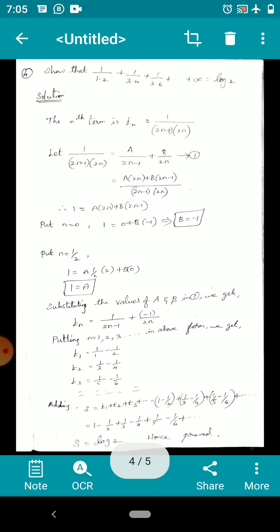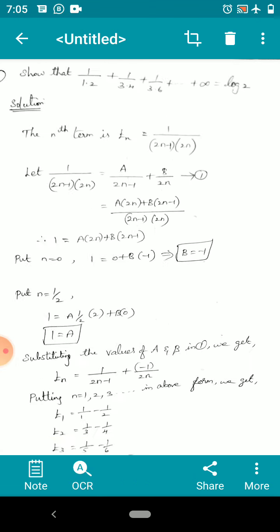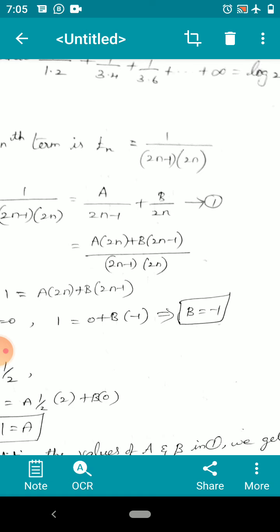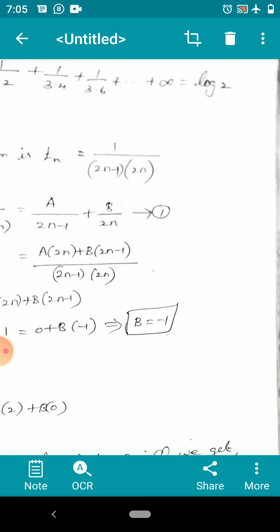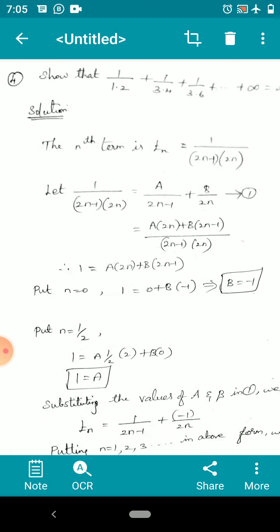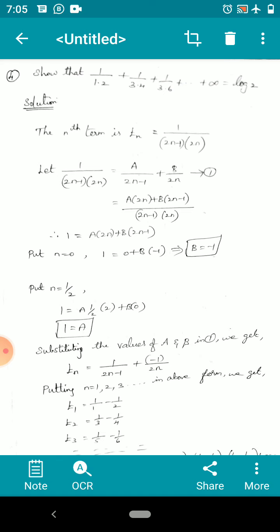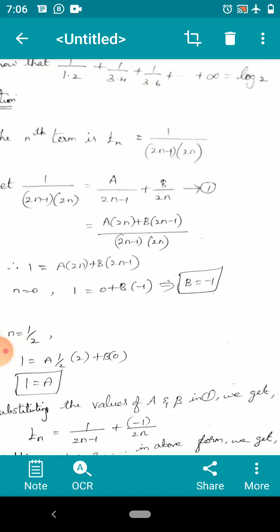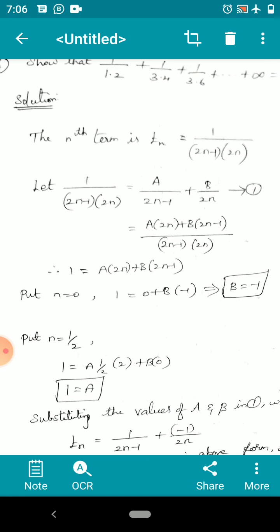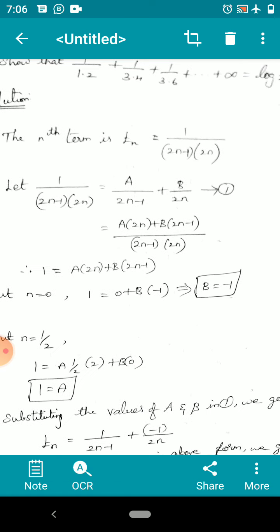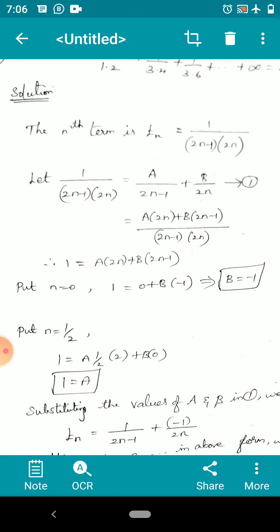Next problem: show that 1 by 1.2 plus 1 by 3 into 4 plus 1 by 5.6 and so on to infinity equals log 2. Now here we are going to find the nth term, that is Tn equal to 1 by (2n minus 1) into 2n. So we are going to apply partial fractions. This can be written as A by (2n minus 1) plus B by 2n. Then after cross multiplying we are getting that.